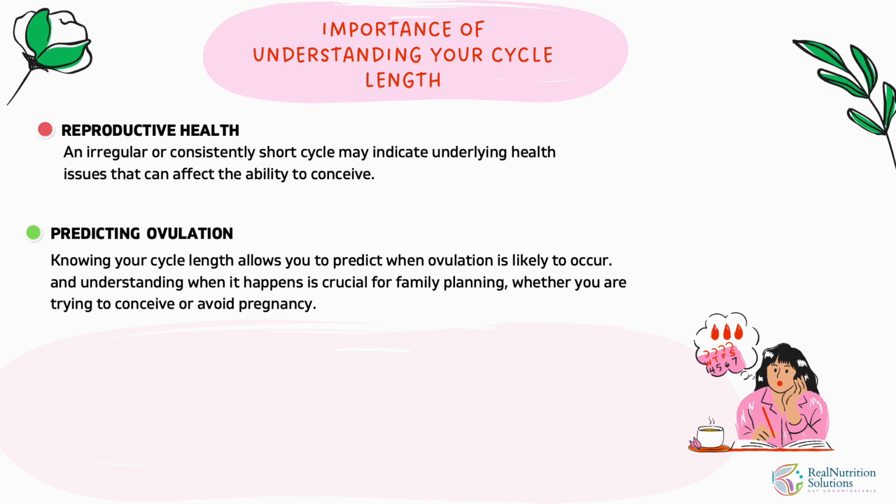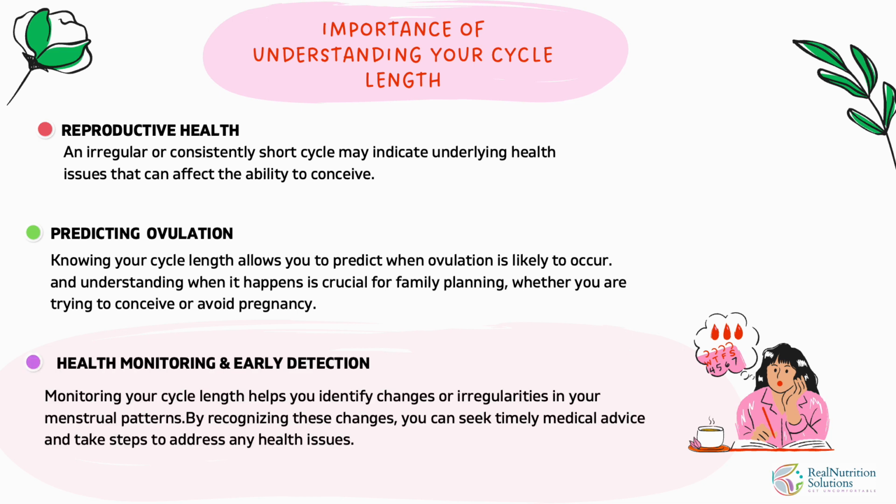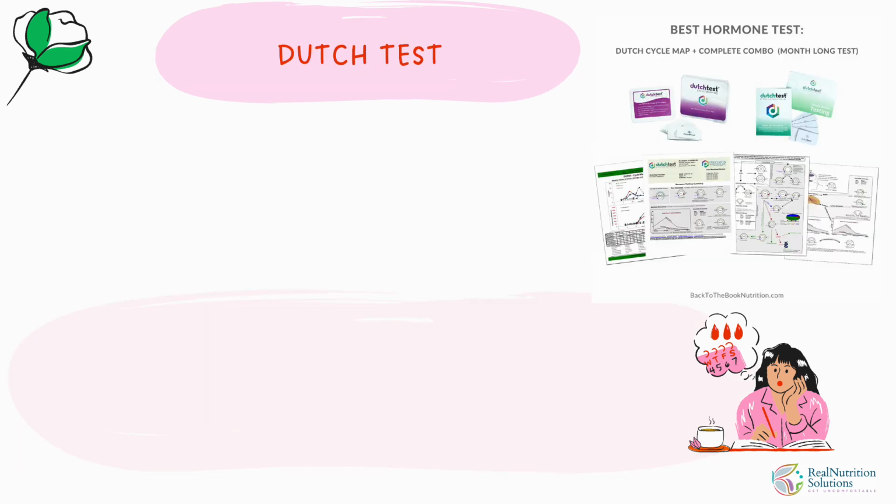and understand what's happening for crucial family planning, whether you are trying to conceive or whether you're trying to avoid getting pregnant. And thirdly, understanding your cycle length helps you to monitor and detect any early irregularities. So monitoring your cycle length helps you to identify changes or irregularities in your menstrual cycle. And once you've recognized those changes, it's now upon you to seek medical advice from your healthcare practitioner to help you work through those issues, okay?